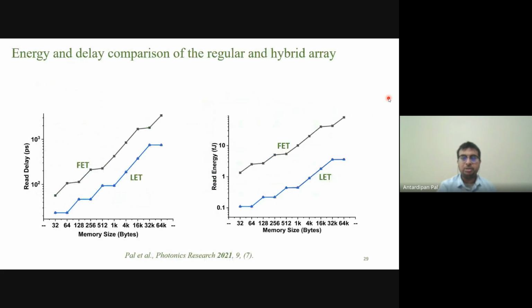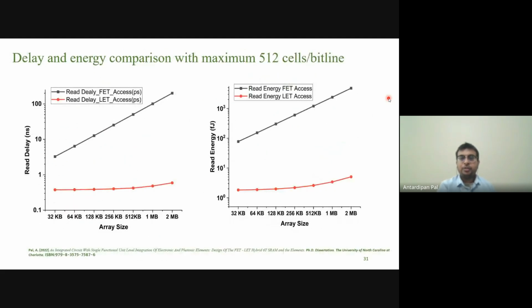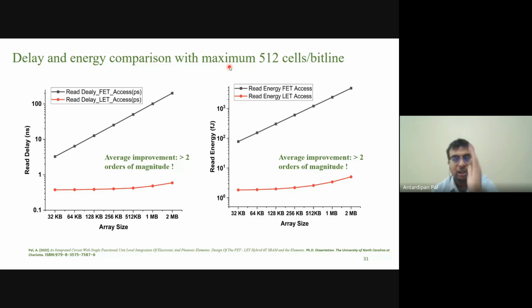So that's the beauty. Now, if I come to the results, you see astonishing results. For read delay and read energy, if we clamp the vertical direction to 512 and increase in the horizontal direction for both the hybrid and the regular array, there is an average improvement of greater than 2 orders of magnitude in read delay. In read energy, again, greater than 2 orders of magnitude. Can you imagine? More than 100 times improvement, from numerical simulations and calculations.